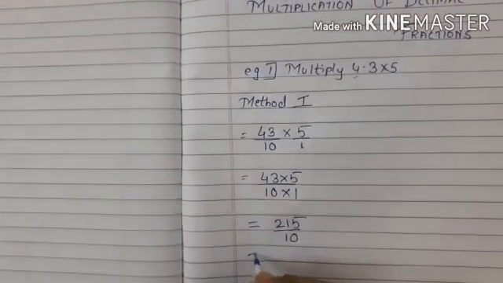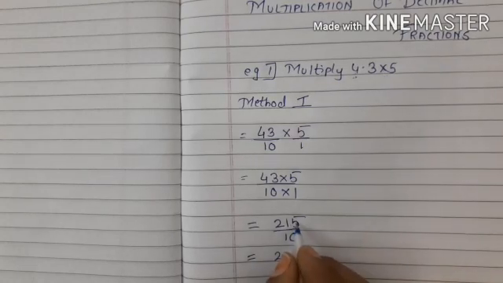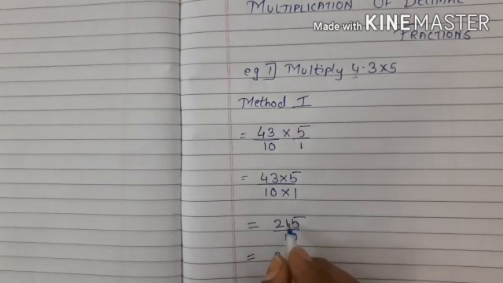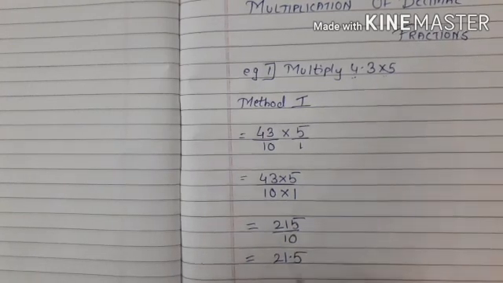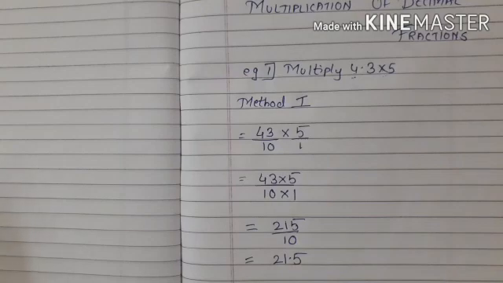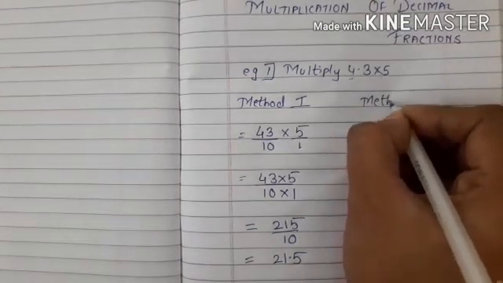Now you have to put decimal point. 10 means after one place. So after counting one place 5, you have to put point before 5. So your answer is 21.5. Now let's take method number 2.